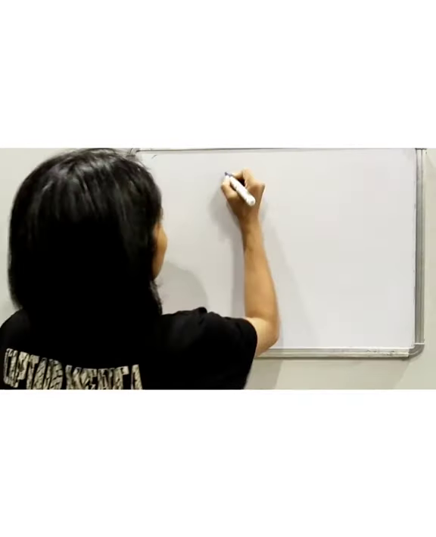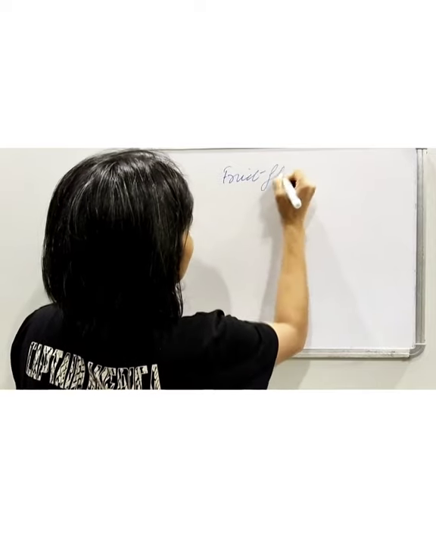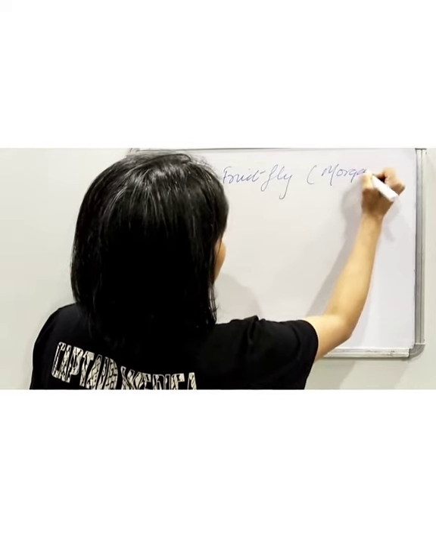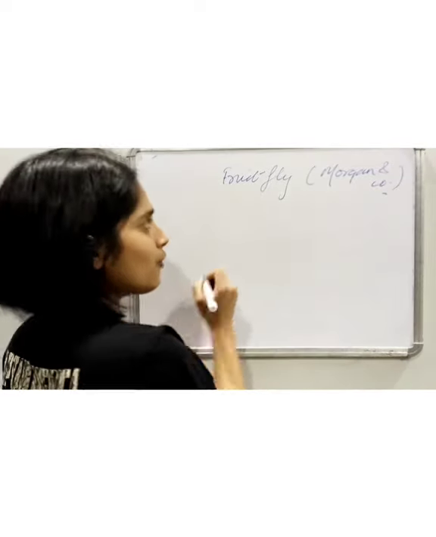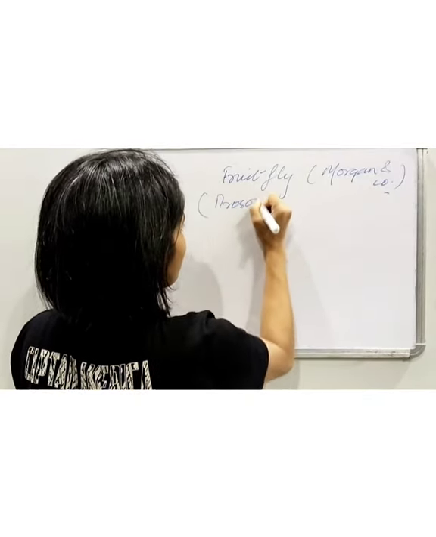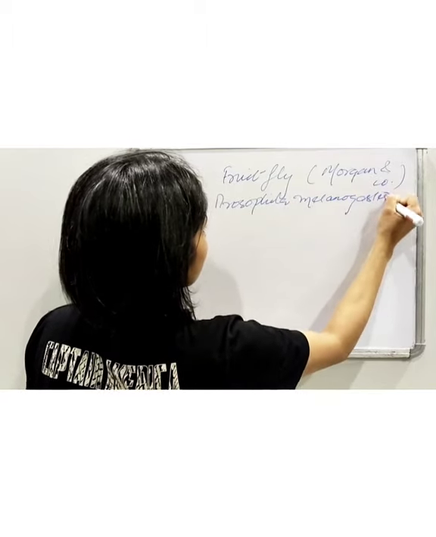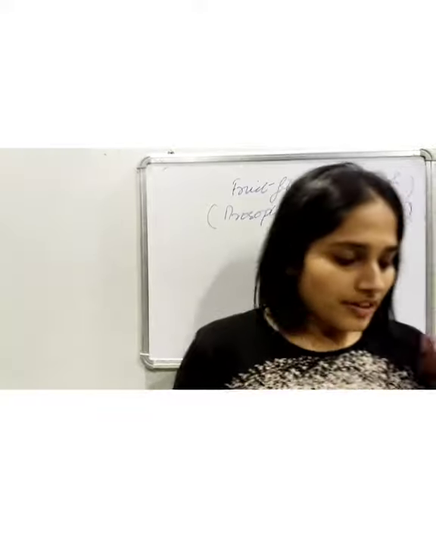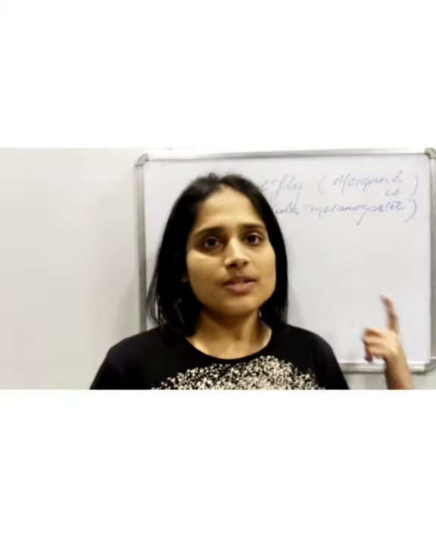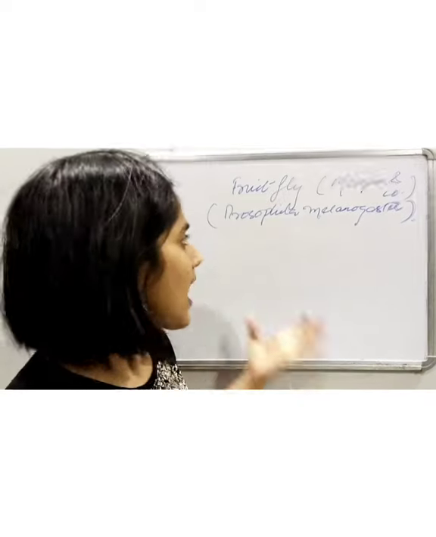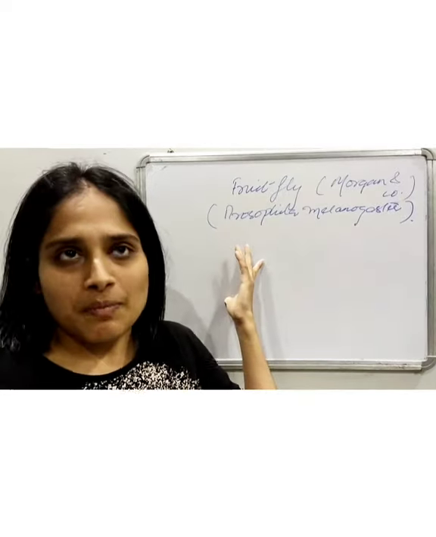Morgan and his colleagues conducted experimental verification of this chromosomal theory, and the organism they selected was the fruit fly, also known as Drosophila melanogaster. There were certain reasons why Morgan selected Drosophila melanogaster as the experimental organism.